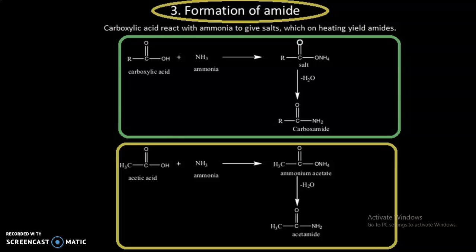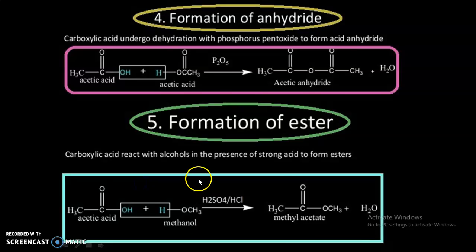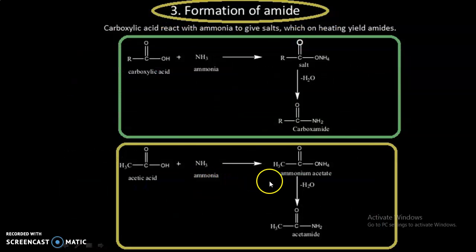Next reaction is the formation of amides. The carboxylic acid reacts with ammonia to yield a salt, which on heating yields amides. See the reaction: carboxylic acid when treated with ammonia forms the corresponding salt of this carboxylic acid. When this is heated again, it removes one water molecule and forms carboxamide or amide. Acetic acid when treated with ammonia forms ammonium acetate. Next, removal of one water molecule forms acetamide.